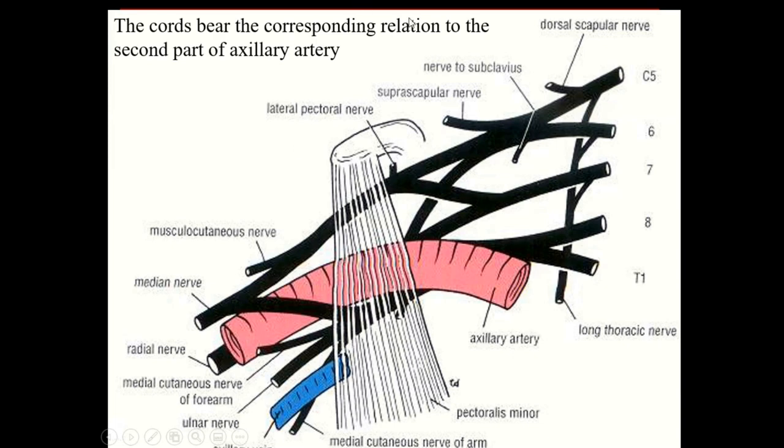The cords bear the corresponding relation to the second part of the axillary artery. So now you can see in this picture the axillary artery also. It is divided into three parts by the pectoralis minor muscle. First part, second part and third part. So these three cords are named as lateral, medial and posterior according to their relation to the second part of the axillary artery. So this is the second part of the axillary artery. This cord is the lateral cord, this cord is the medial cord and the posterior cord is also seen.